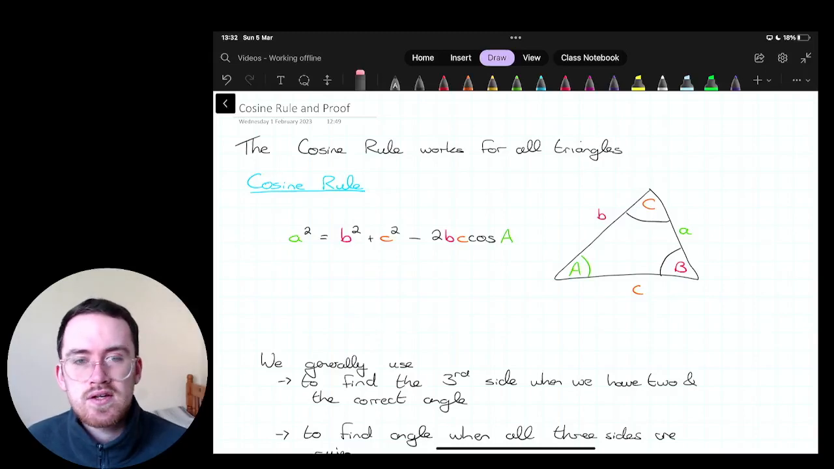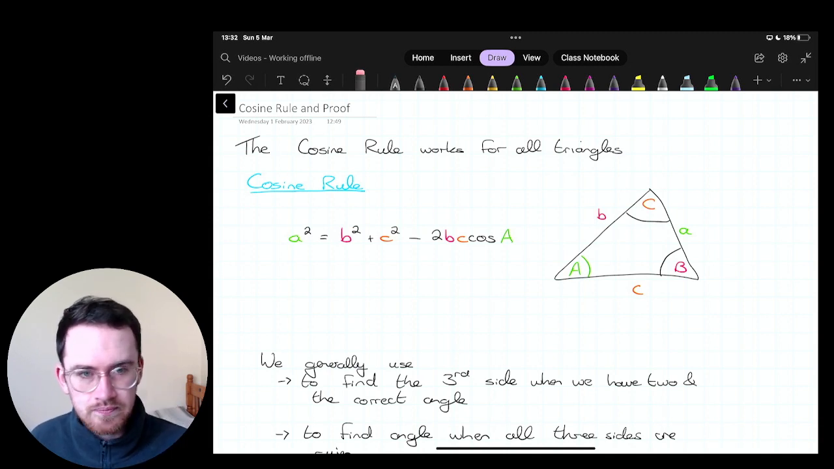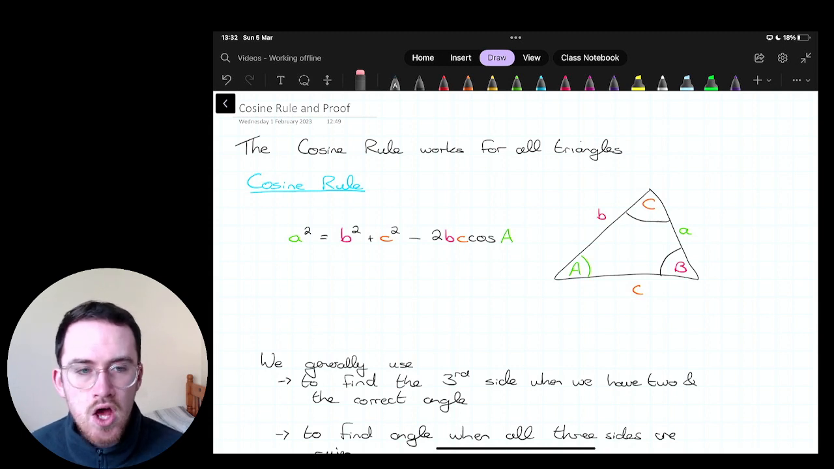Looking at cosine rule now. So cosine rule, again, we're going to do cosine rule, we'll do proof, we're going to do an exam question. So the exam question is going to use part of cosine rule, part of sine rule, and part of the area that we did in the previous section as well. So cosine rule, again, works for all triangles like the sine rule.